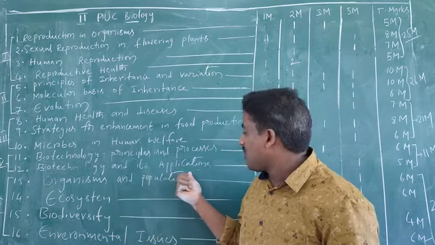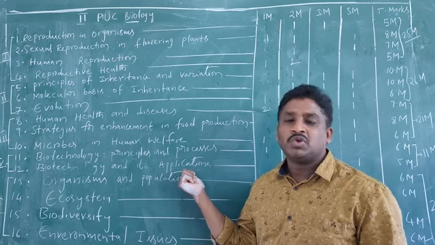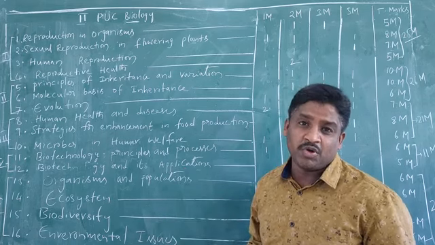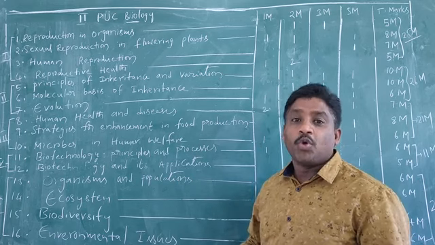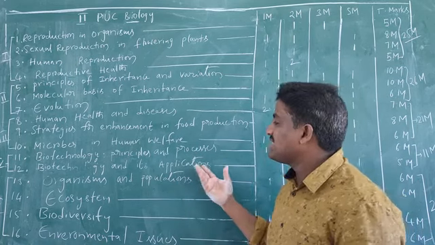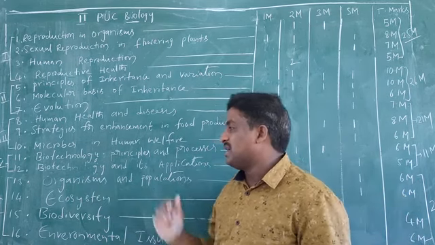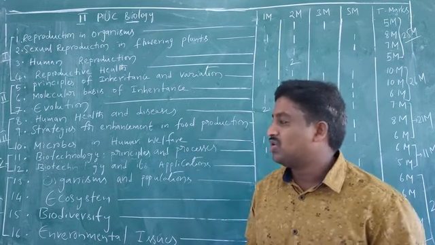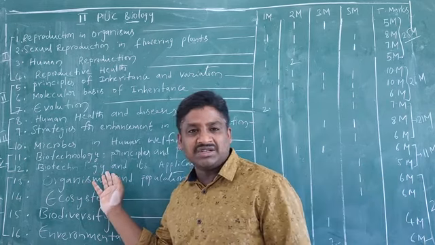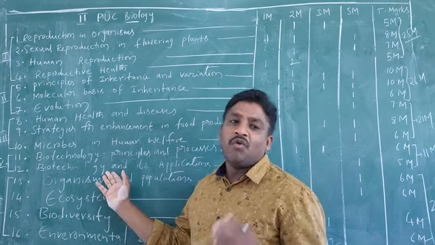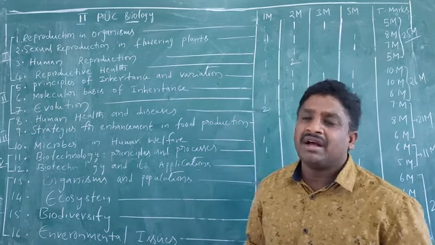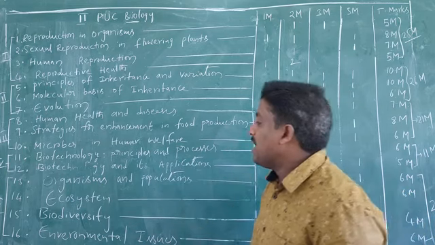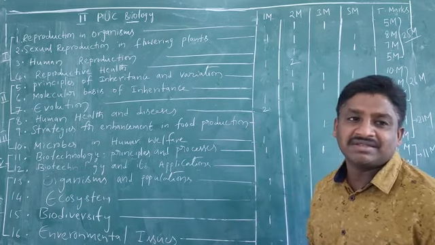So what kind of products are produced? It may be vaccines, and also antibiotics, and also some proteins. All these things are produced using these biotechnology methods. Then how it is used in agriculture, and how it is utilized in medicine, you can see in biotechnology principles and process.